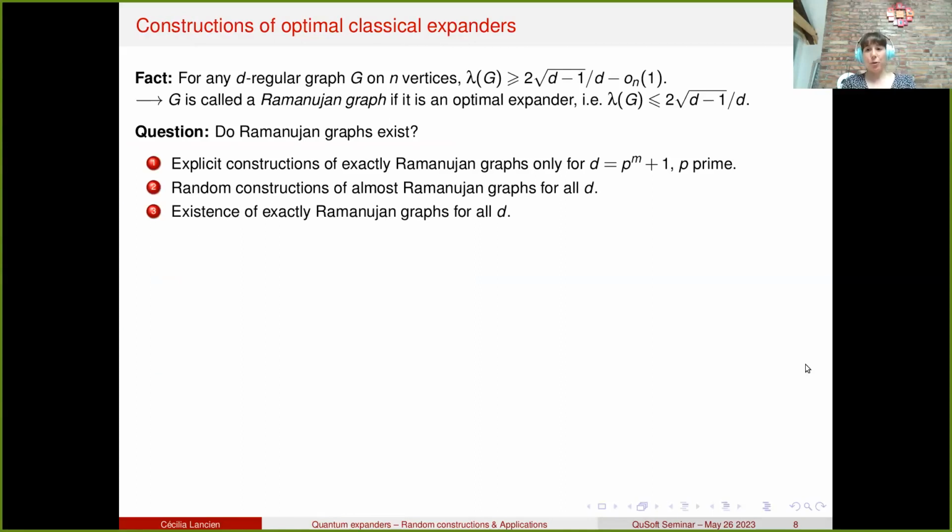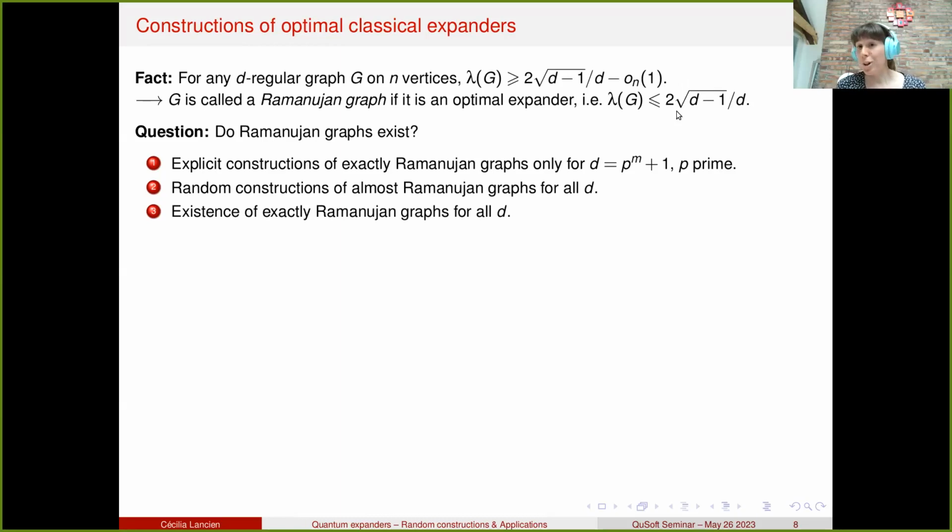So classically, first, it's known that if you have a d-regular graph, there is a lower bound on how much expanding it can be. And the lower bound is as follows. If you have G, a d-regular graph on n vertices, you know that the second largest eigenvalue of the associated adjacency matrix is always going to be lower bounded by 2 times square root of d minus 1 over d, minus some quantity that goes to 0 as n grows. So that's the best you can actually achieve. And people have called Ramanujan graphs those that would actually achieve this lower bound for the spectral expansion parameter.